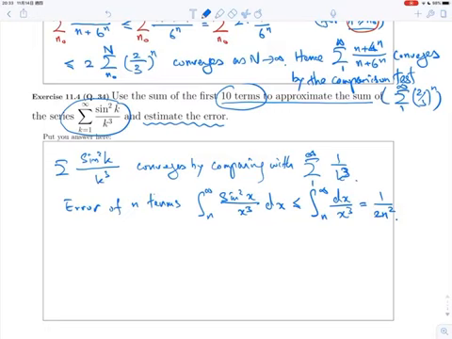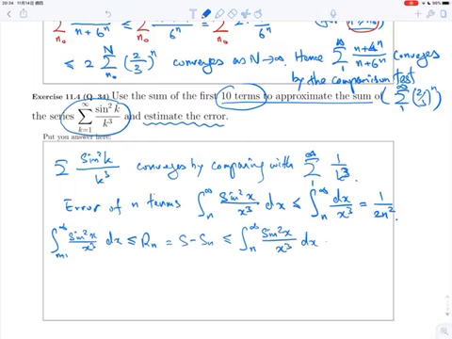So this is the error term, and so therefore the error term is going to be between these two, namely that the integral of the function, that is sine squared x over x to the power 3 dx from n plus 1 to infinity, and this is equal to s minus sn, and this is less than the integral from n to infinity, which we just computed, and this we know is going to be less than 1 over 2n squared if you just consider n terms.